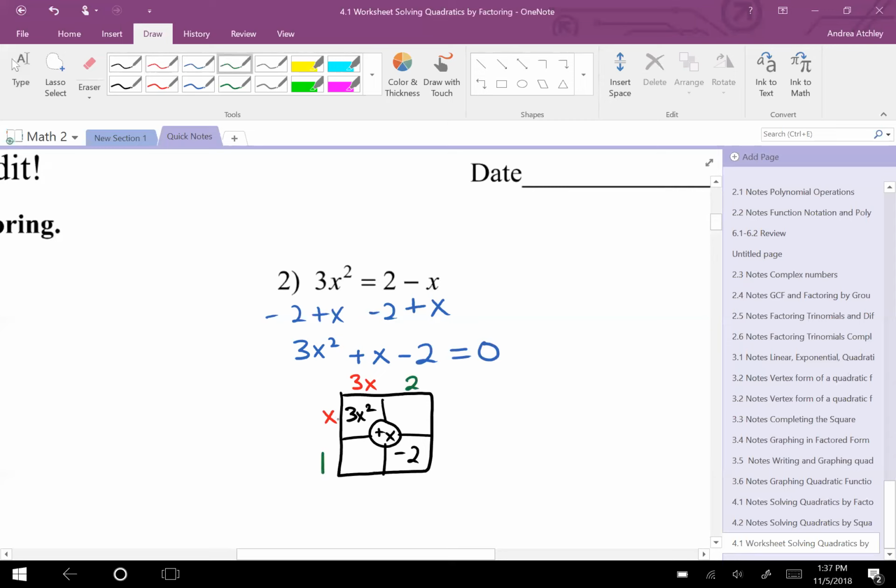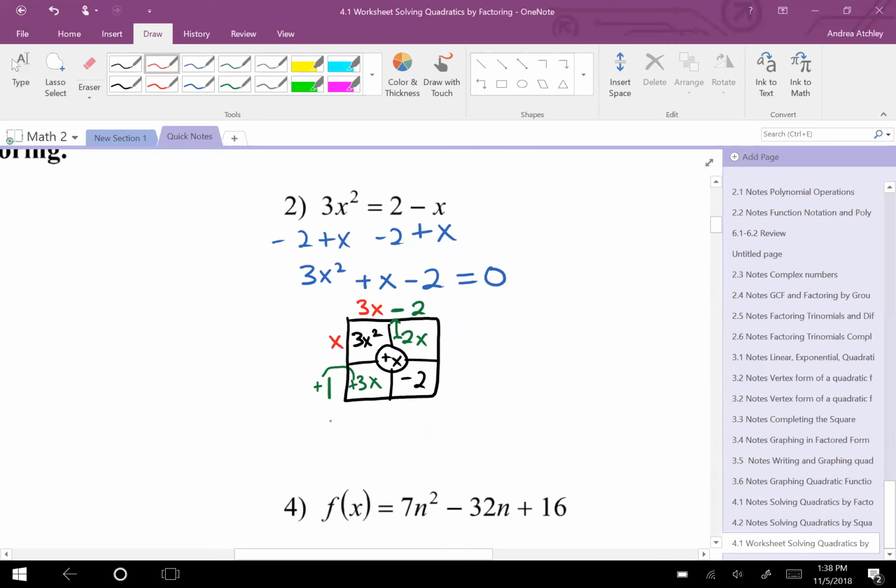So the area here would be 2 times x, which is 2x. And the area here would be the 3 times the 1, which would give me 3x. Now I know one of them needs to be negative because this area right here is a negative 2. So does the 3 need to be negative, or does the 2 need to be negative to get a positive x? And that 2 would be negative and that 3 would be positive. That makes this factor 3x minus 2, and this becomes x plus 1. So then I have the 3x minus 2 times the x plus 1 are my factors, and together they will equal 0.